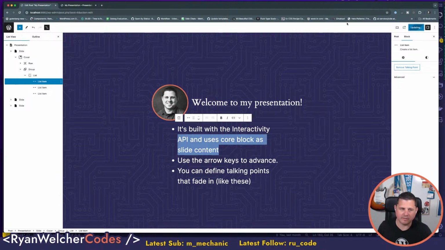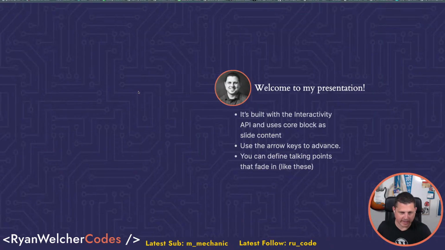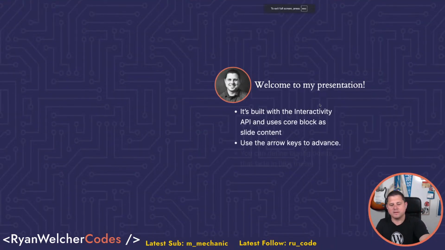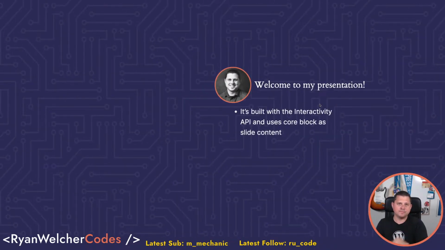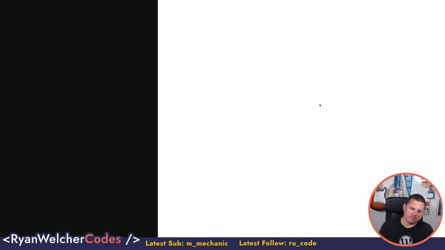Then when I save this, if I jump back onto the front end, refresh this, and hit the S button, which is going to go full screen, you can see that one was marked as a talking point now. So a talking point gives me the fade in as I'm going through.